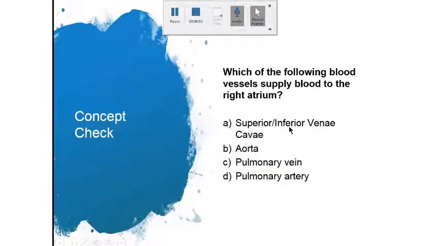So here are some more concept check questions. You can pause the screen, try them out first before you look at the answers. Which of the following blood vessels supply blood to the right atrium? If you look at the diagram we drew, that would be the superior vena cava and the inferior vena cava.